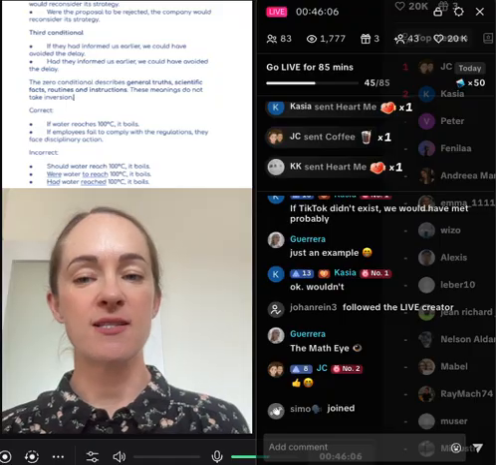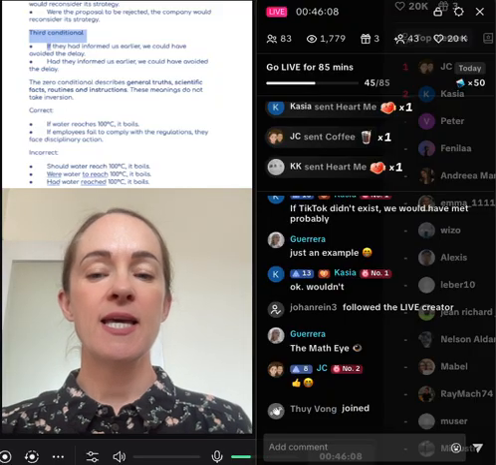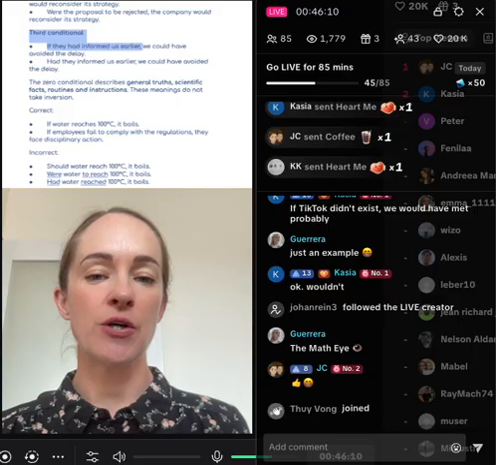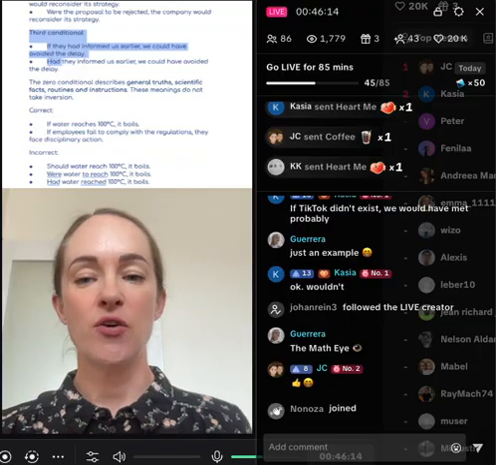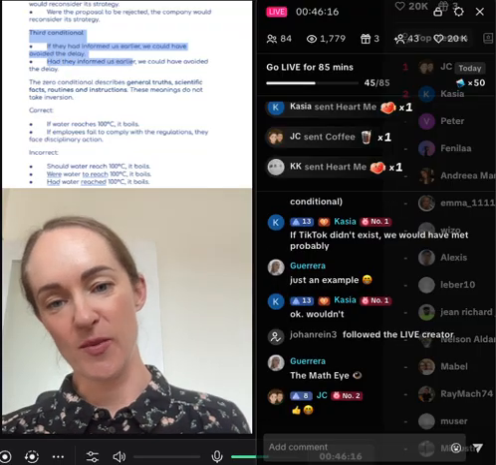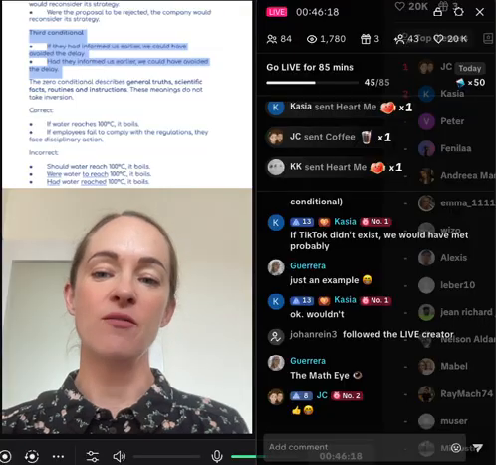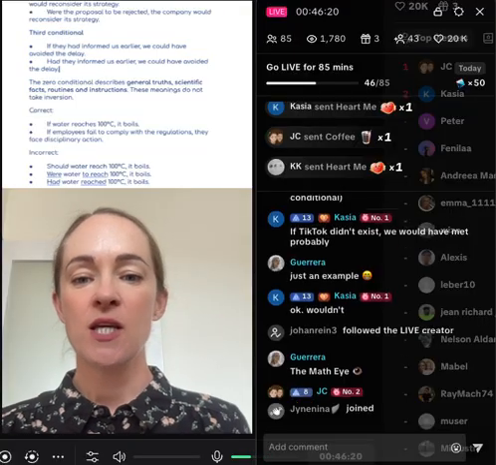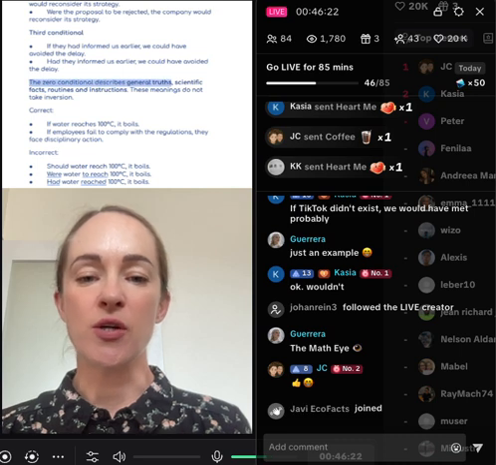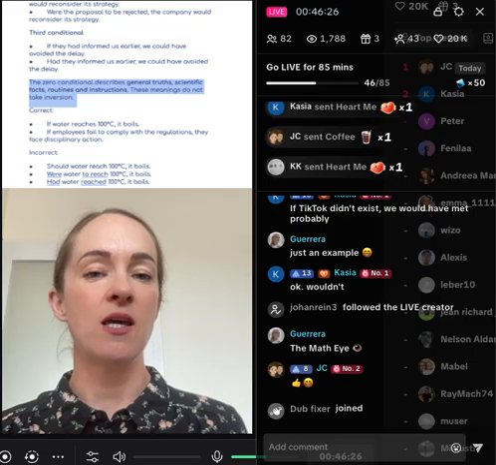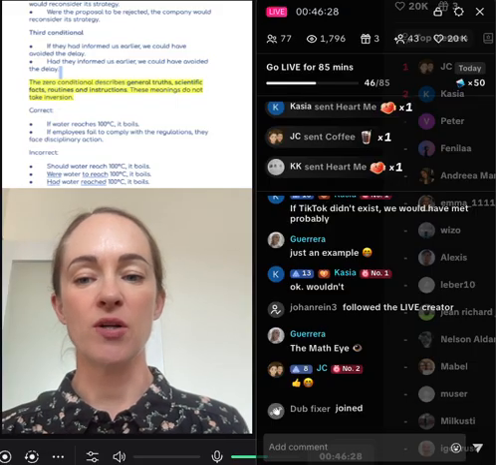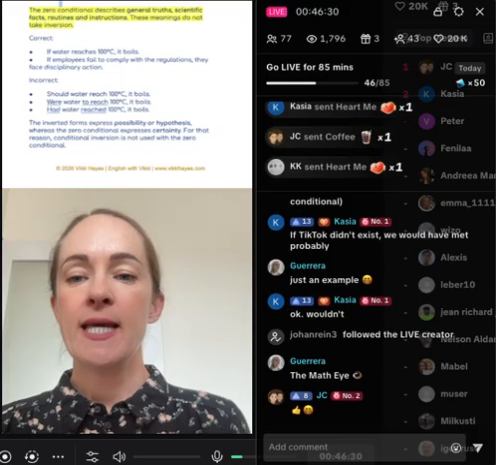Third conditional example, normal sentence: If they had informed us earlier, we could have avoided the delay. Inversion: Had they informed us earlier, we could have avoided the delay. So the zero conditional describes general truths, scientific facts, routines, instructions. These meanings do not take inversion. Really, really important.